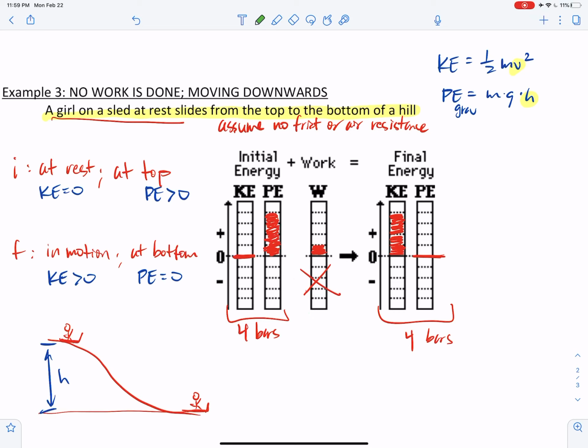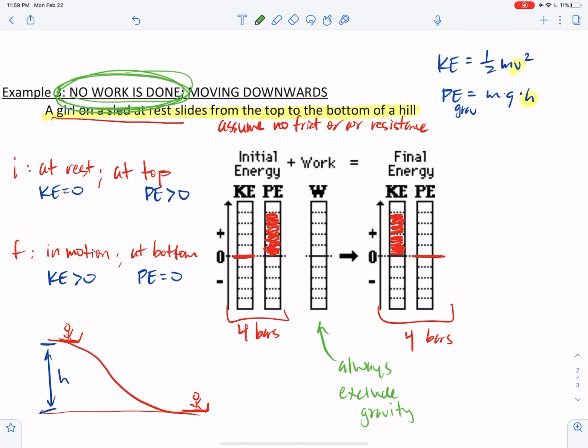Okay, so here is my note to you, is that when you're thinking of work, I'm going to try to clear some space here. When you're thinking of work, I'm going to say always exclude gravity. Okay? It's already baked into the potential energy that you're seeing here. All right, so this is it. This is an example of when no work is done by some sort of outside force, and the girl experiences a perfect transformation of all of her energy from one type to another. So her energy is perfectly converted from gravitational potential to kinetic energy.